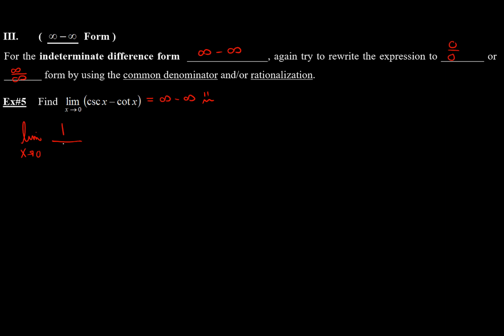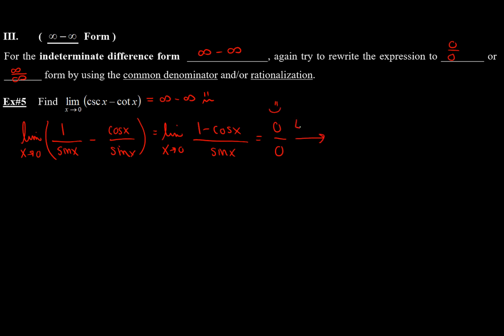So I'm going to have the cosecant as 1 over the sine of x, and the cotangent is the cosine over sine of x. And then these are already over the sine of x, and so I'm going to have 1 minus the cosine of x all over the sine of x. Now if I plug this in, I end up with a 0 over 0, and that's fantastic. That means I can use L'Hôpital's.